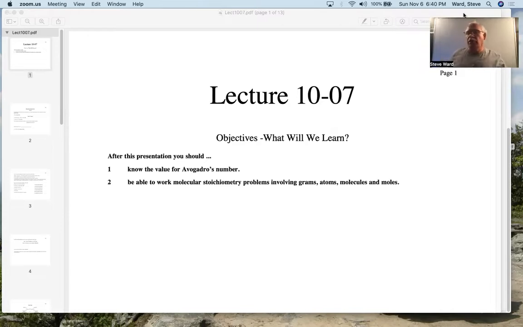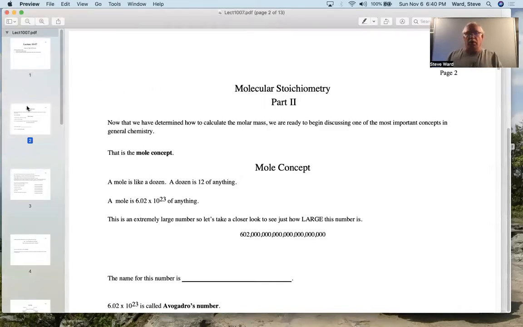Oftentimes in chemistry, we need to be able to relate the grams of one thing to the grams of another thing in a problem, or to the number of atoms, or to the number of molecules. So what we're going to learn to do in this section is those types of problems. And these are called molecular stoichiometry problems.